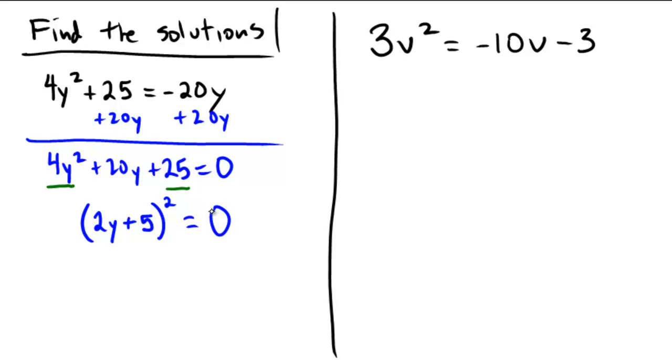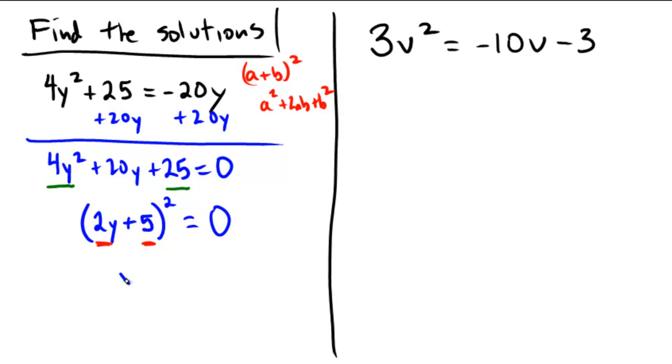And the way to check to see if this is a correct factoring is to imagine what you would get if you took 2y times 5, which of course would be 10y, and then doubling it would give you the 20y. The reason why this technique works is because we know that (a plus b) squared, the perfect square of a binomial, is a squared plus 2ab plus b squared. And so that doubling of the ab means that this does indeed factor.